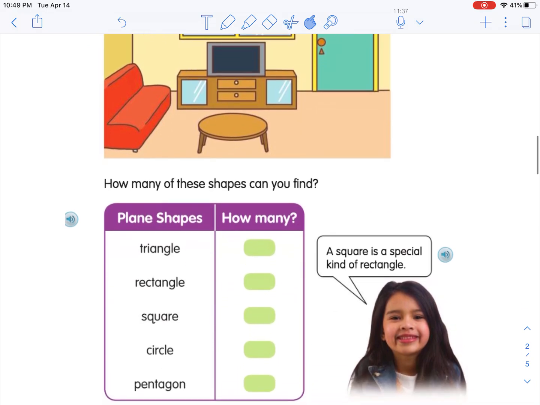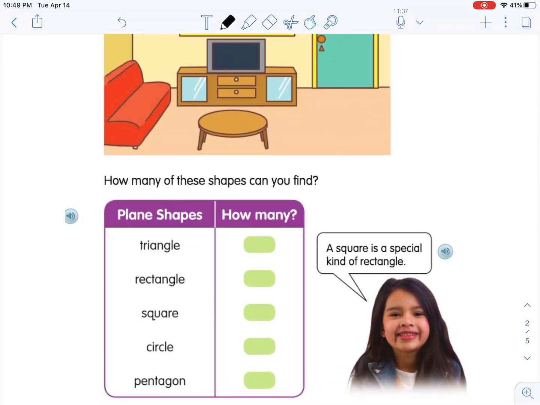Below it shows us a chart. On one side it says plane shapes. On the other it says how many. It wants us to fill it in. Below, she's also reminding us that a square is a special kind of rectangle. All right, let's take a look at that picture.